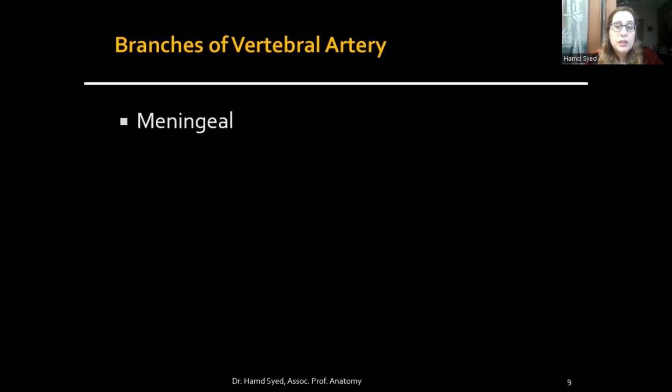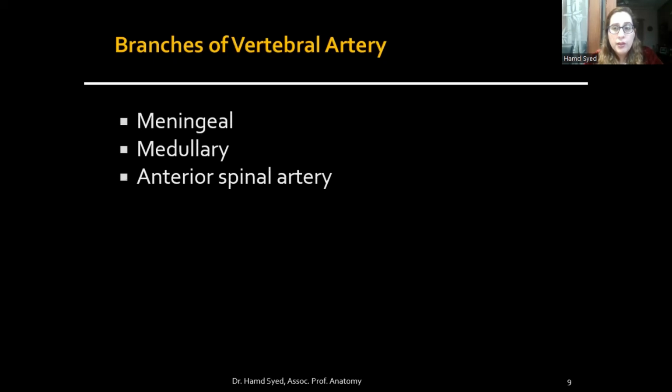Let's summarize the branches of the vertebral artery. Here you've got the meningeal branches which supply the bone and the dura mater in the posterior cranial fossa, plus the medullary branches which are going to the medulla oblongata, and then the spinal branches which go to the spinal cord. Those are the anterior and posterior spinal arteries.